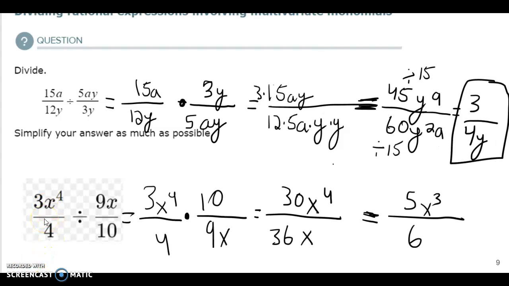Okay, so once we turned the division into multiplication, this is what we ended up with. Then we can multiply across the numerators and across the denominators. Then we simplified our 30/36. Both of these can be divided by 6. And our x's, if I had 4 in the numerator and 1 in the denominator, that simplifies just to 3 x's in the numerator.